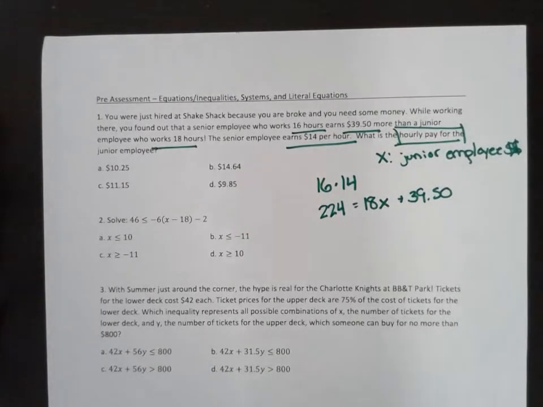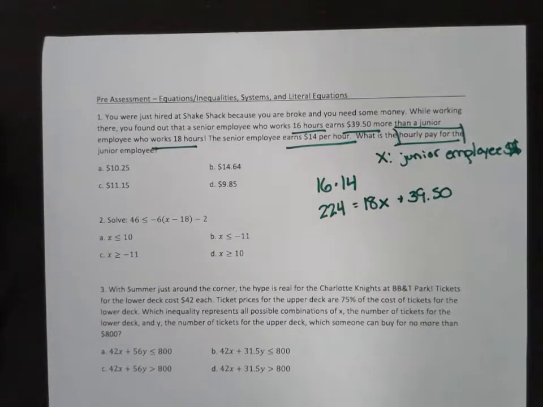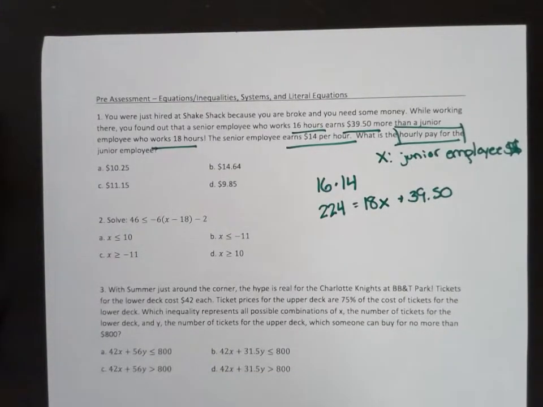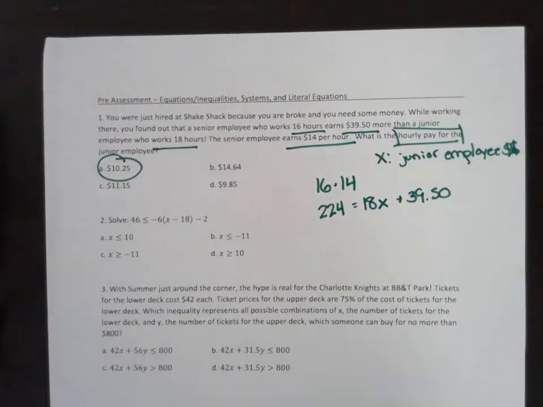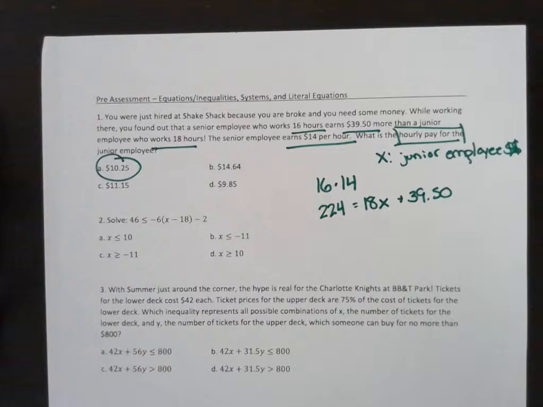Congrats. When you go about and solve this, you're going to do 224 minus $39.50, and you're going to get 184.5. You're going to divide that by 18, and you're going to get an hourly wage of $10.25. So again, many ways to do this, guys. That's how you set it up as an equation. But again, whatever method you find the easiest, whatever way you got this answer, just go with that.